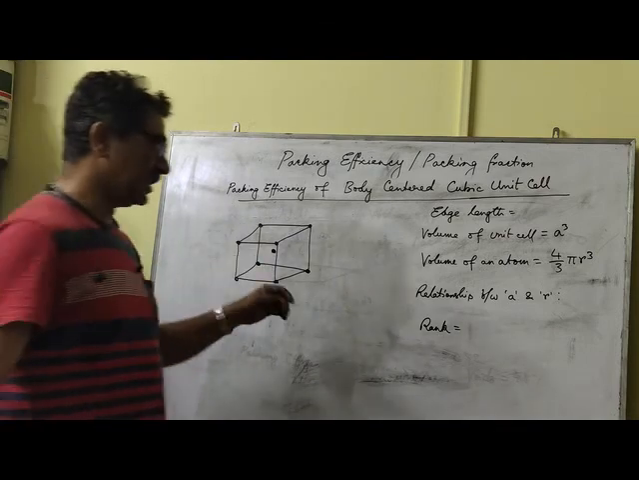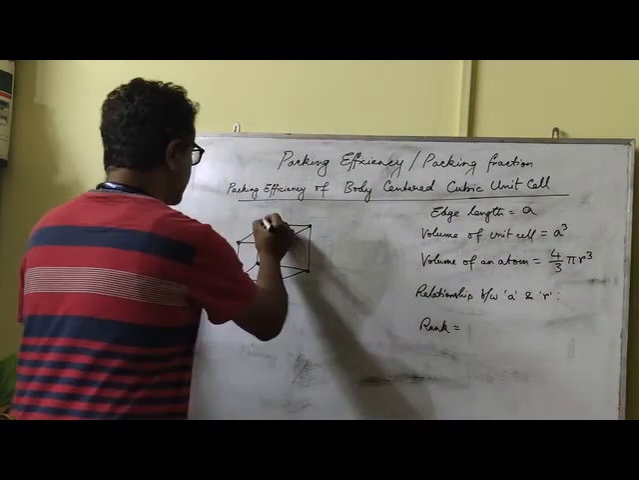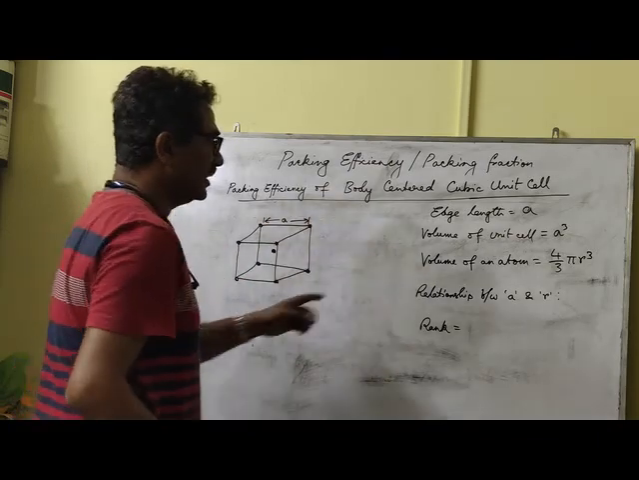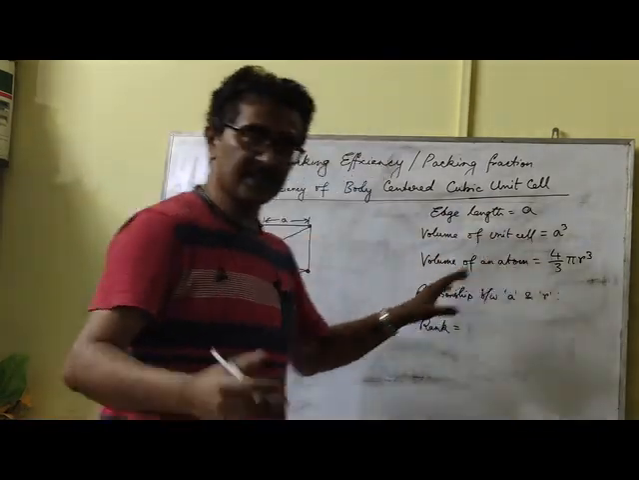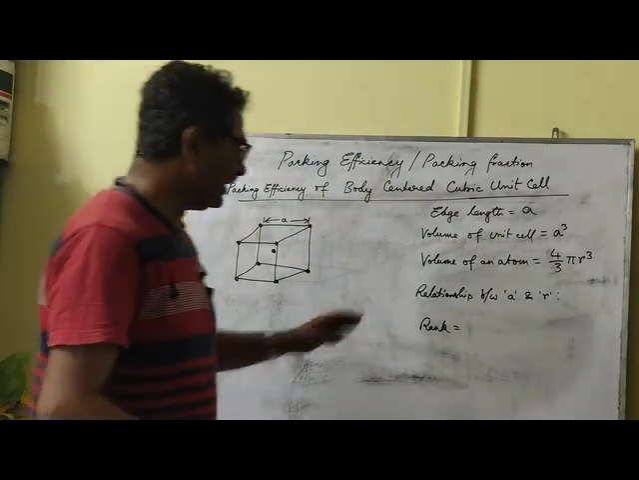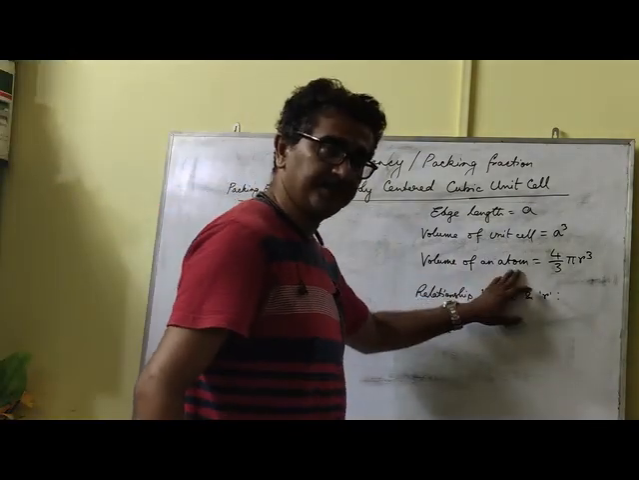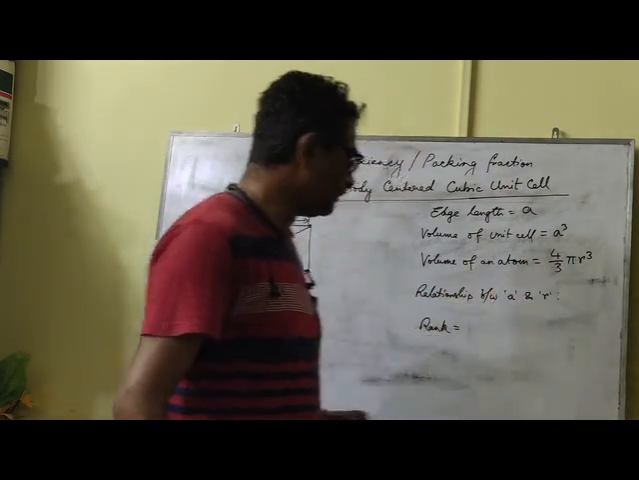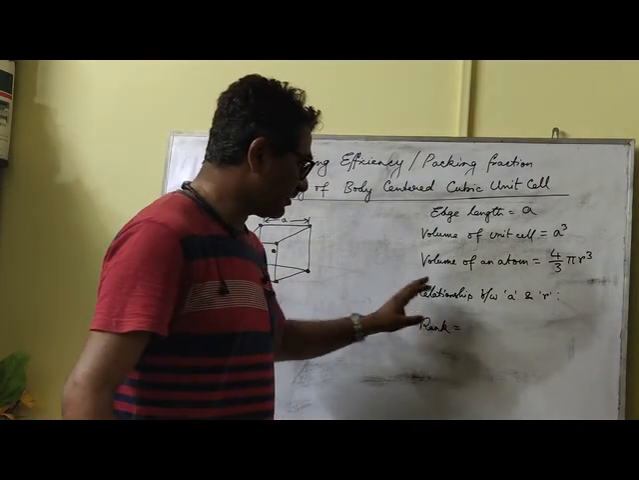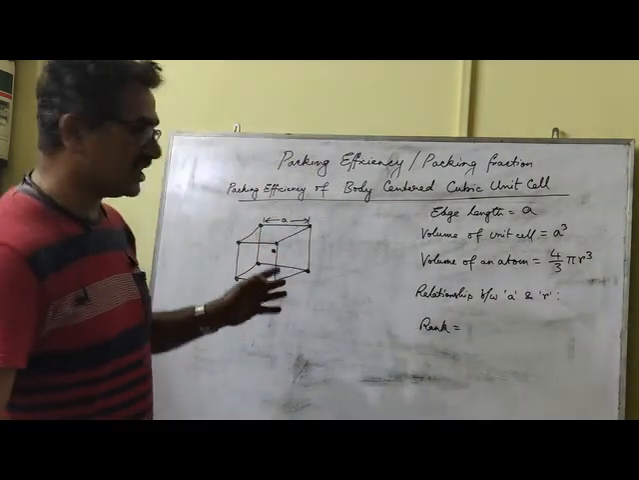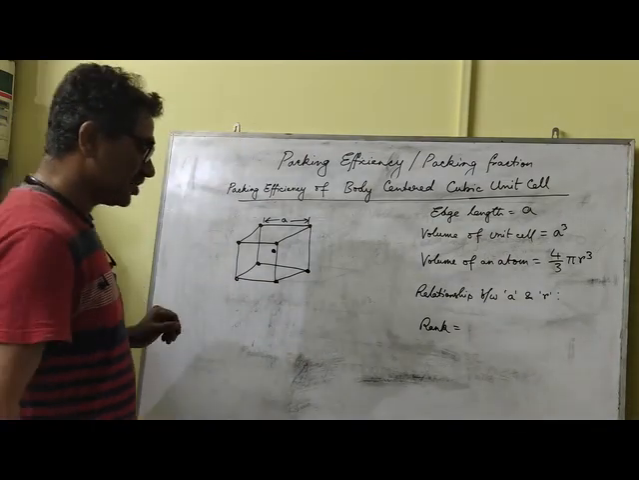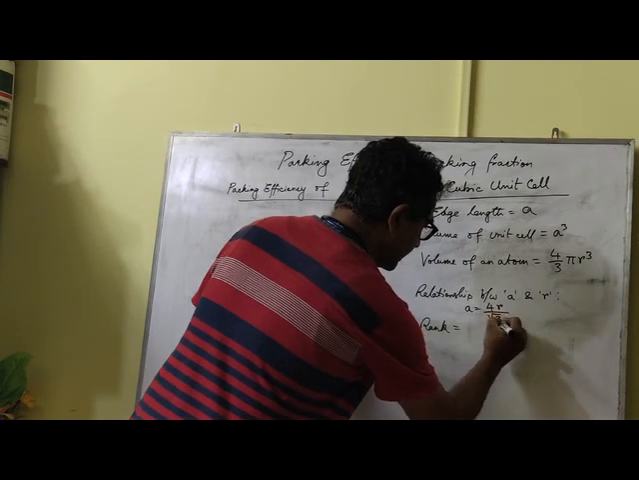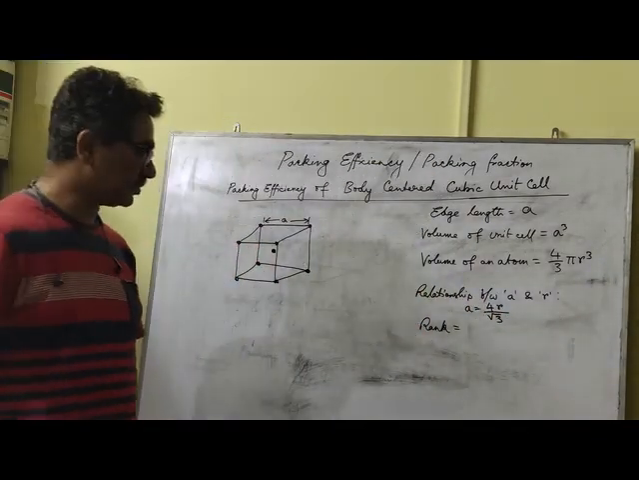So edge length naturally we have taken as A. So edge length is A. The volume of the unit cell, since it's a cube, will be A cube definitely. And then what do we have? Volume of an atom. Since an atom is a sphere, we take the formula of the sphere, 4 by 3 pi r cube. Now the relationship between A and R, that is edge length and the radius of an atom, I have already shown you. A is equal to 4r divided by root 3. I believe you remember, this was in the video previous to this.